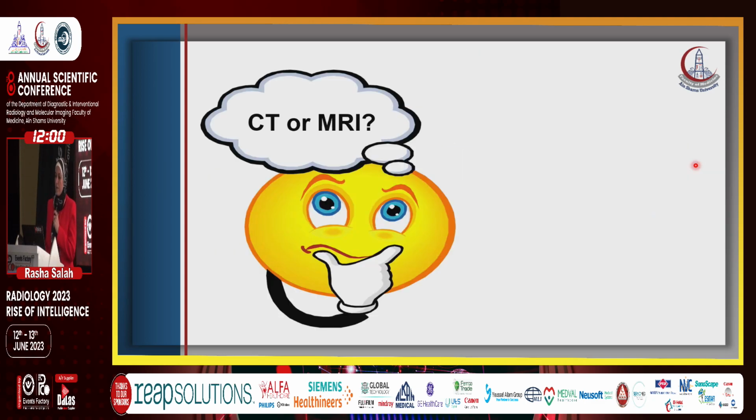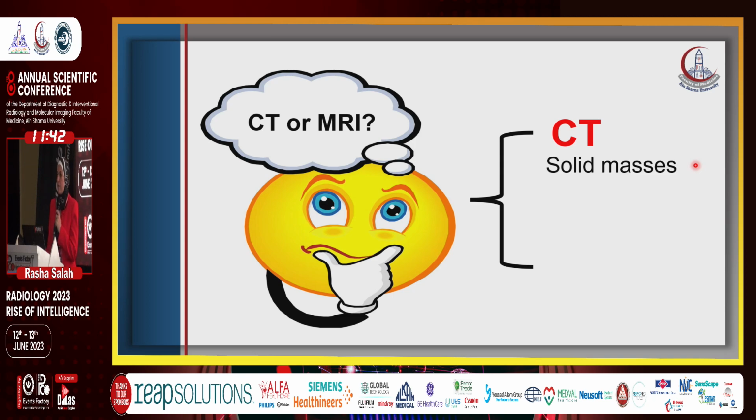So to ask for the evaluation of a pancreatic tumor, the clinician should ask for CT or MRI. Which imaging modality is better for evaluation of the pancreas? As we all know, CT is the cornerstone for evaluation of pancreatic pathology, especially for solid masses. If we suspect a solid pancreatic mass, then CT will be the first line to investigate the patient, and it could be satisfactory and give the full evaluation.